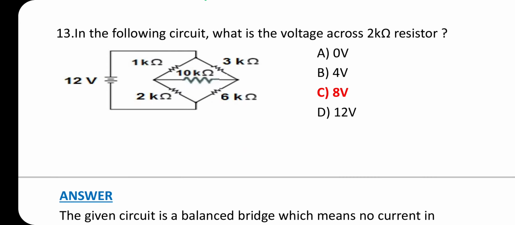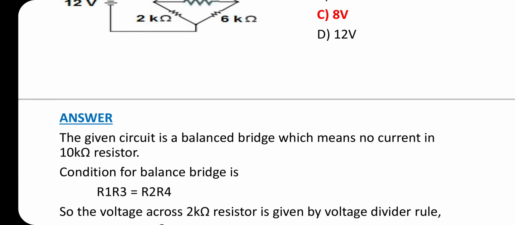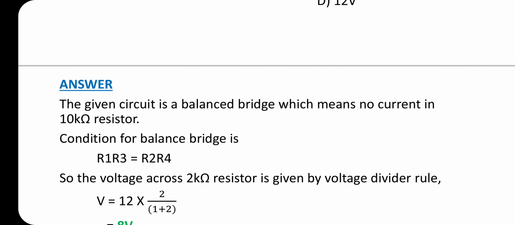Question number 13. In the following circuit, what is the voltage across 2 kilo ohm resistor? Answer is option C, 8 volt. The given circuit is a Wheatstone bridge and given resistance makes it balance. Wheatstone bridge makes no current in 10 kilo ohm resistor here under balanced condition. That is, condition for balanced bridge is R1 R3 equal to R2 R4.